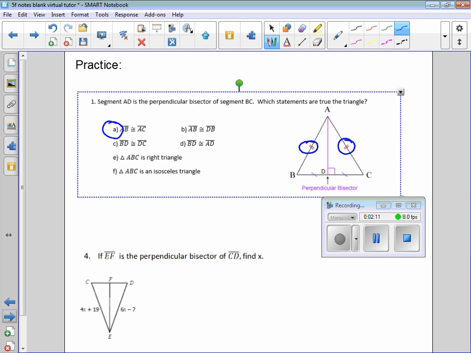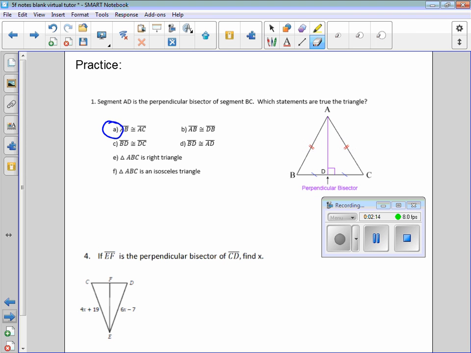If we look at B, B says that AB is congruent to DB. Well, looking at AB, it has 2 congruence marks, but DB only has 1 congruence mark. So those are not congruent to each other. C says that BD is congruent to DC. Looking at BD, we have a congruent mark, and DC has 1 congruent mark, which means that those two sides are congruent. So C is true.